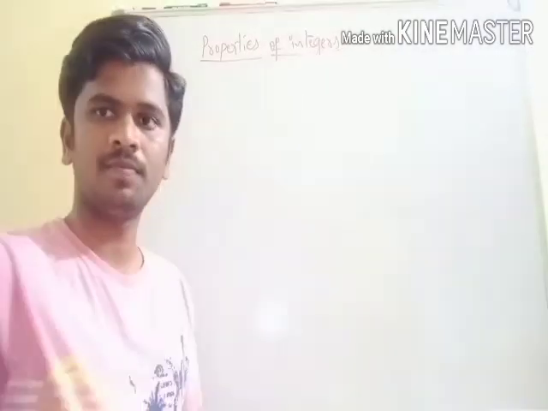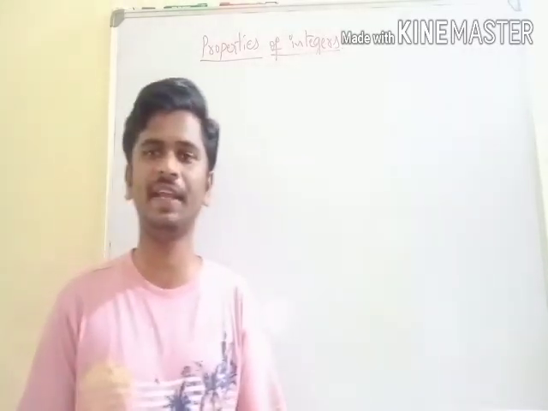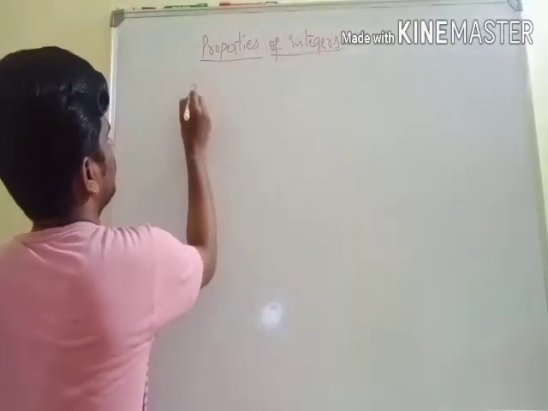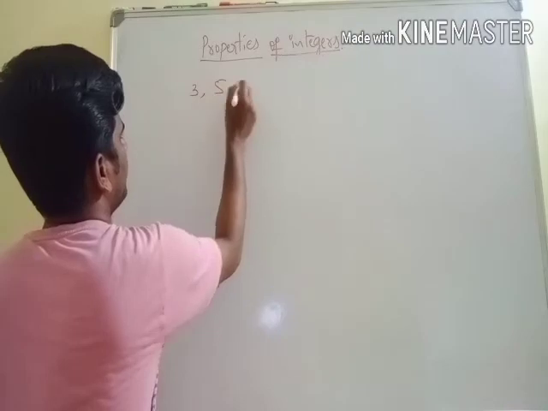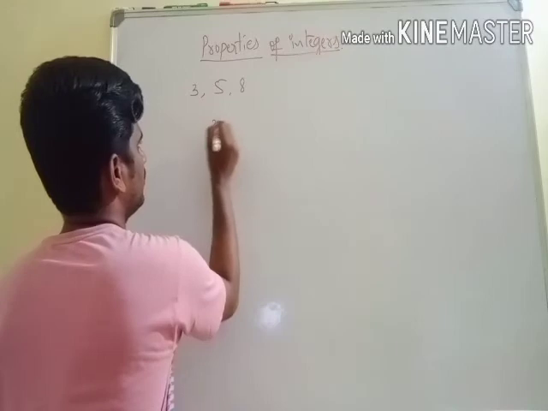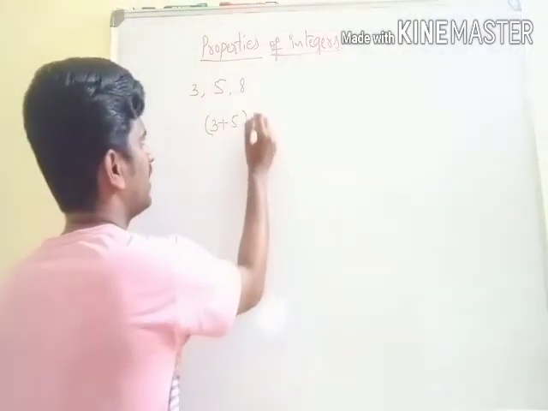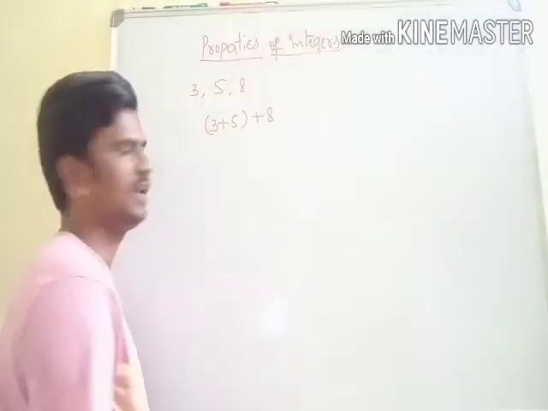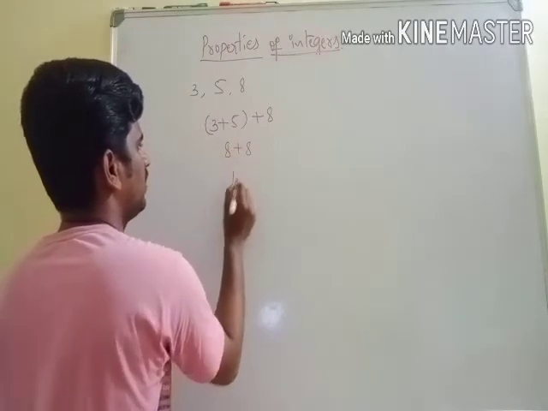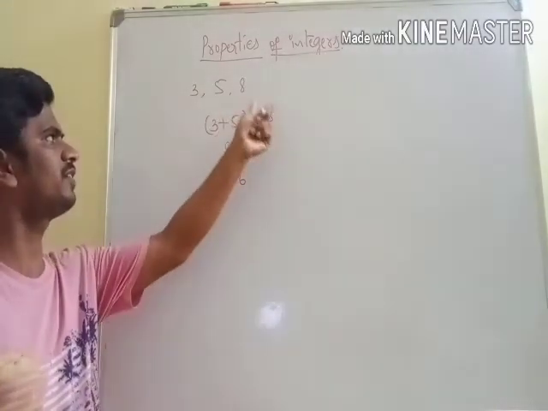Okay. So up to now we have taken only 2 integers. Now I will take 3 integers, for example 3, 5, 8. Then I will add this, that is 3 plus 5. I will add the first 2 as one group, then separately I will add the third one, that is plus 8. Then 3 plus 5 is 8, plus 8 is nothing but 16.